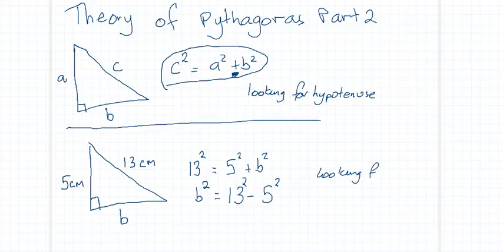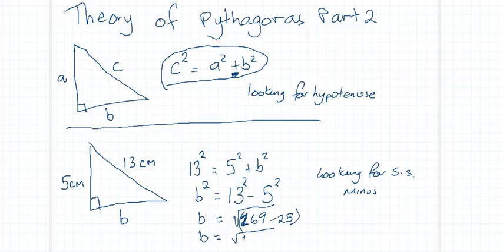So B would therefore equal the square root of 13 squared, which is 169, minus 25. I'll just put those in brackets. So therefore B is equal to the square root of 144, in which case B would equal 12 centimeters.